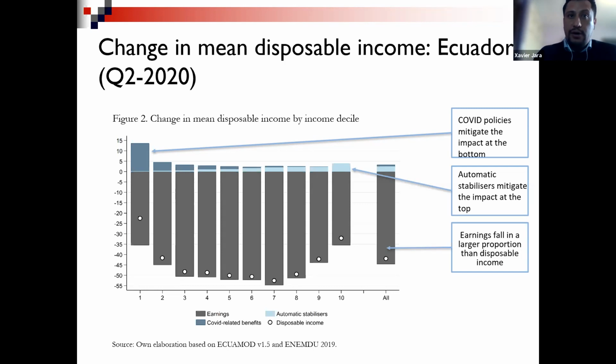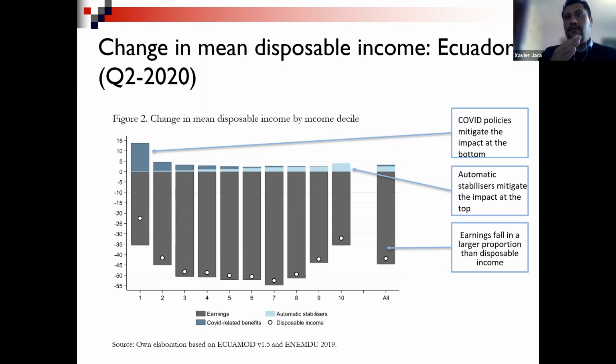So then again, if we look only at earnings in decile 1, so that's the black bar in the graph, earnings drop by around 35% relative to disposable income, but COVID-related policies account for around a 13% increase of disposable income, meaning that disposable income falls by around 22%, whereas earnings fell by around 35%, okay? So COVID emergency policies are mitigating, at least partially, the effect of the fall in earnings at the bottom of the distribution, okay?